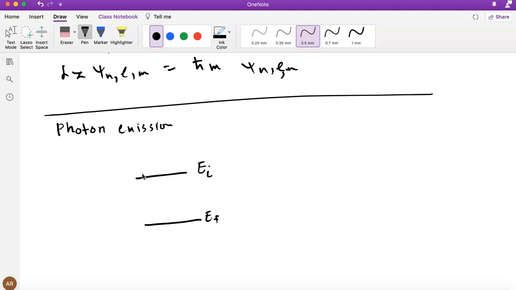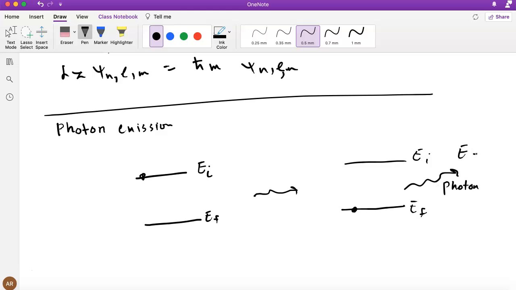So the atom is initially here, and there's no photon. Then a process can occur where the atom decays to this low energy state and a photon gets emitted with energy h nu, where nu is the frequency of the photon. And of course, to have energy conservation, we need the energy of the photon, h nu, to be equal to E_I minus E_F, right?